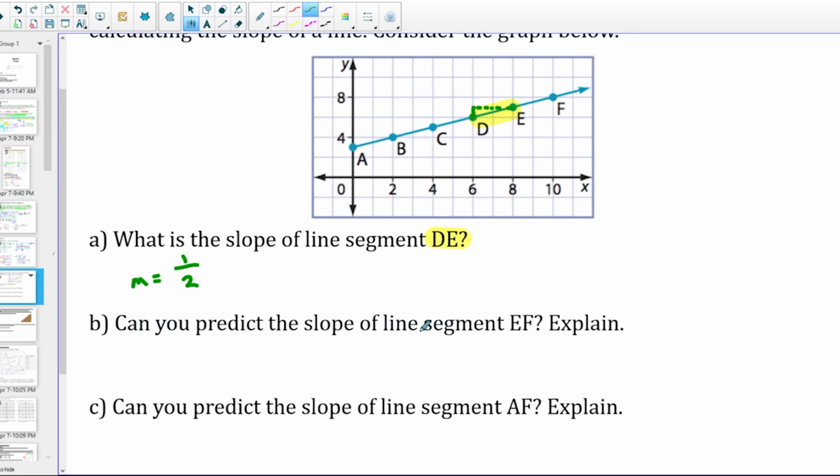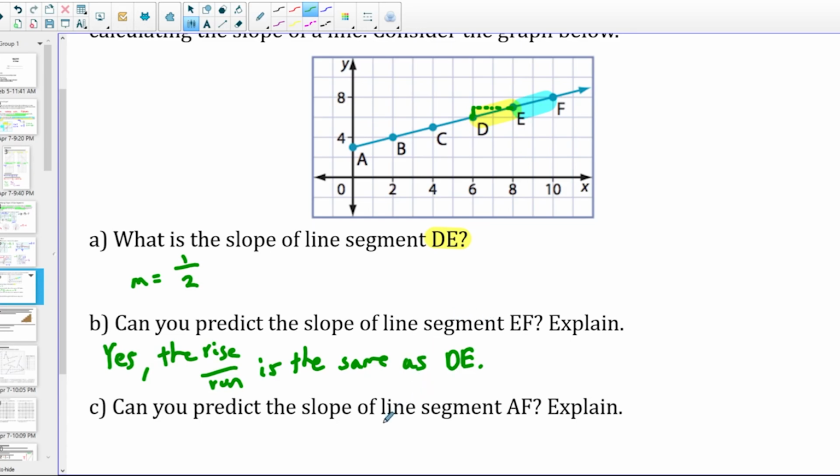Now can we predict the slope of line segment E to F? And we know that E to F is right here. And yes, the rise over run is the same. So if we're looking at rise over run, we're going up 1 and then 2 to the right.